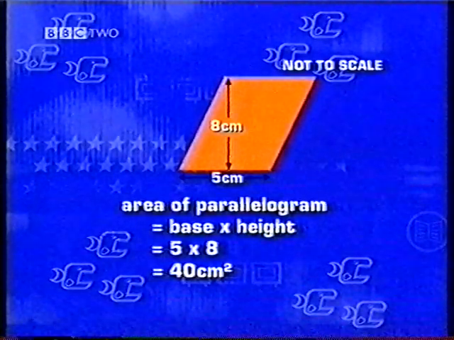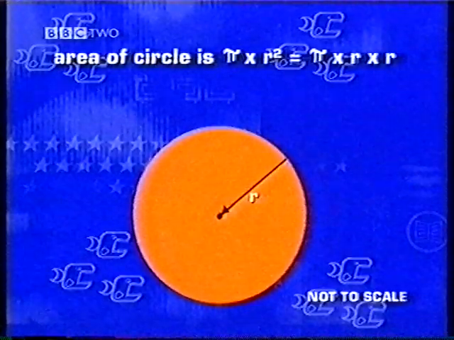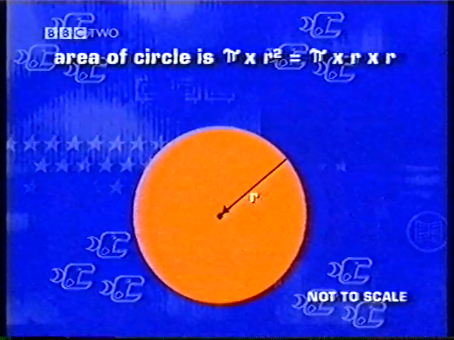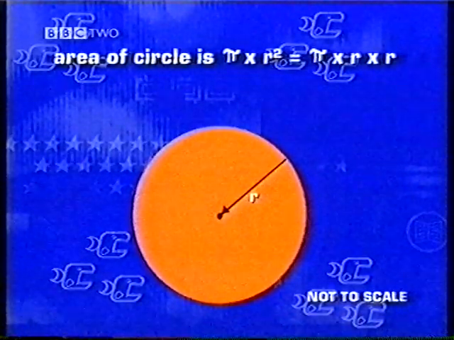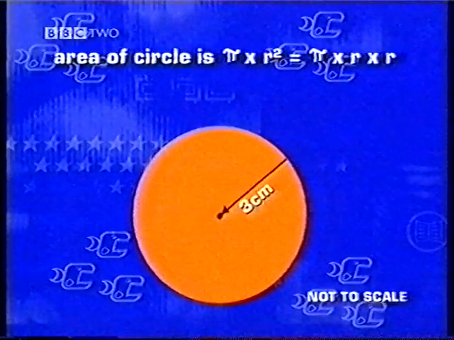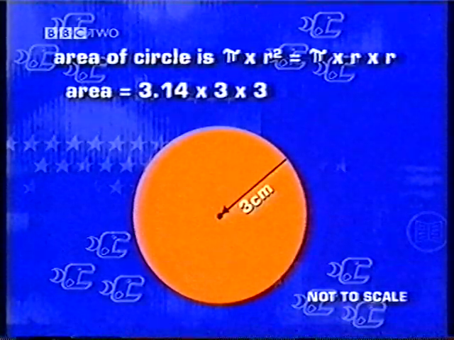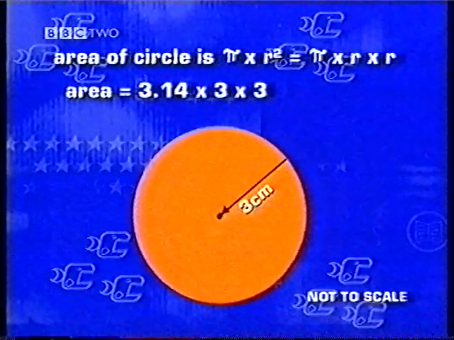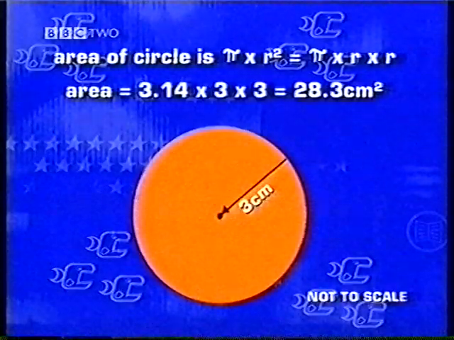Finally, the area of a circle is pi multiplied by the radius squared, which means multiply by the radius, then by the radius again. So this circle with a radius of 3 centimetres has an area of pi, or 3.14, multiplied by 3, multiplied by 3 again, which comes to 28.3 centimetres squared.